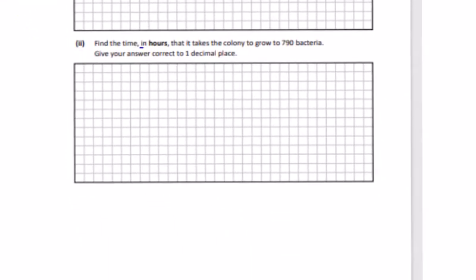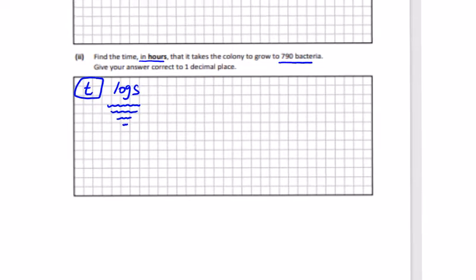Find the time in hours. So now we're looking for T, and we're looking for the index. We know it's going to be logs. So if you practice these questions, you see them, you know exactly what's going to happen. That's how the students who do really well just fly through these tests. Preparation is key. So it takes to grow the colony, we're told that the amount is 790, and give your answer to one decimal place.